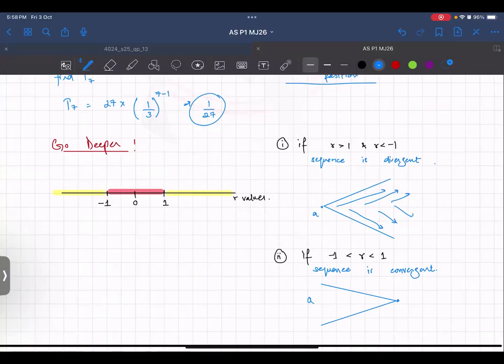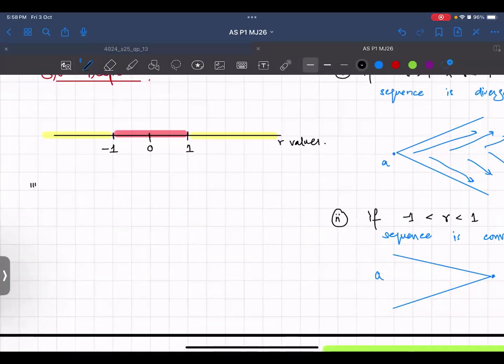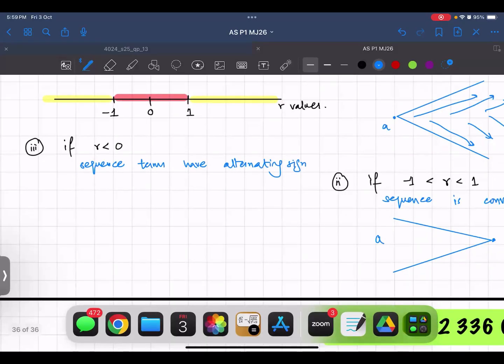So this depends on the value of R. And one more thing, if R is negative, less than 0, then your sequence terms have alternating signs. For example, the first one is a positive term, the second will be negative, then the third positive, then negative, then positive, then negative, then positive, like this.